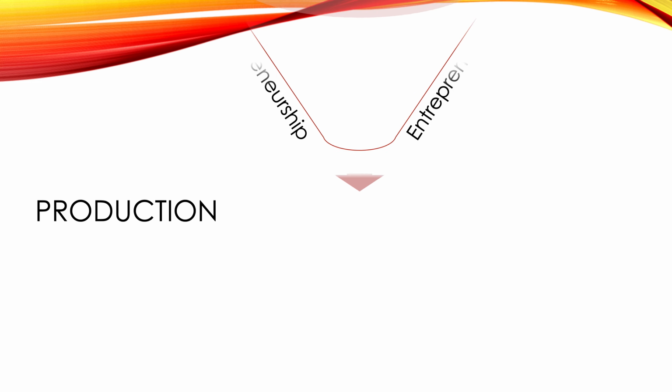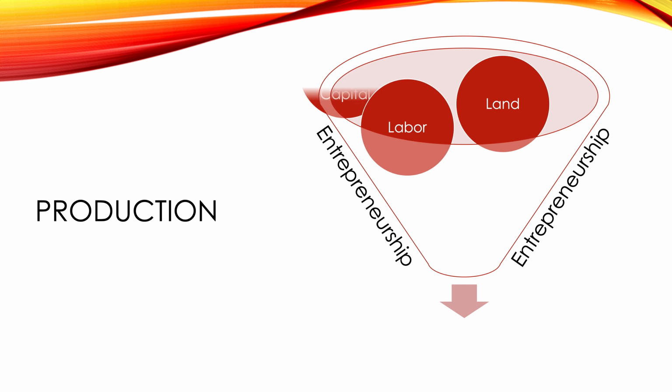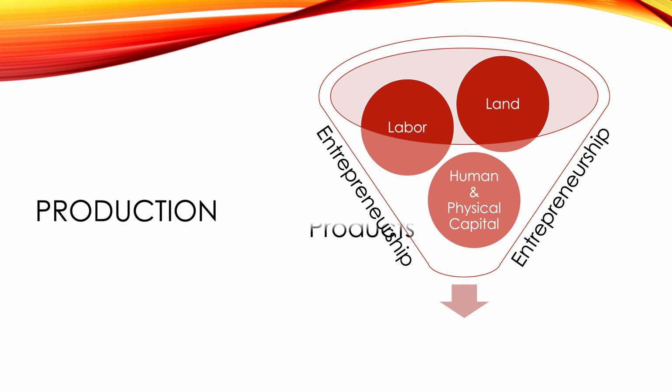So in the production process, as I mentioned in a previous video called the factors of production, we have this funnel called entrepreneurship, and into that funnel we put the factors of production such as land, labor, and human and physical capital in order to create products. So in this video, we're going to talk about those products.